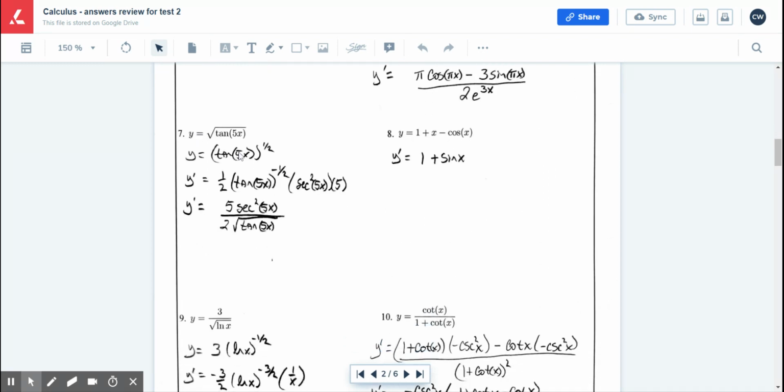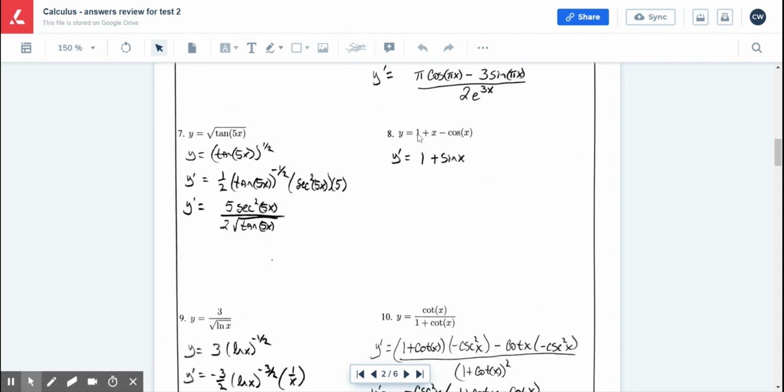On 7, rewrite the square root as a half, then do chain rule. So I bring the half down, inside stays the same, new exponent is negative 1/2. Then I do the derivative of tangent, which is secant squared, inside stays the same, and then I do the derivative of 5x, which gives me 5. Move the tangent to the bottom, and that leaves me with 5 and secant squared on the top, and 2 and the square root of tangent on the bottom.